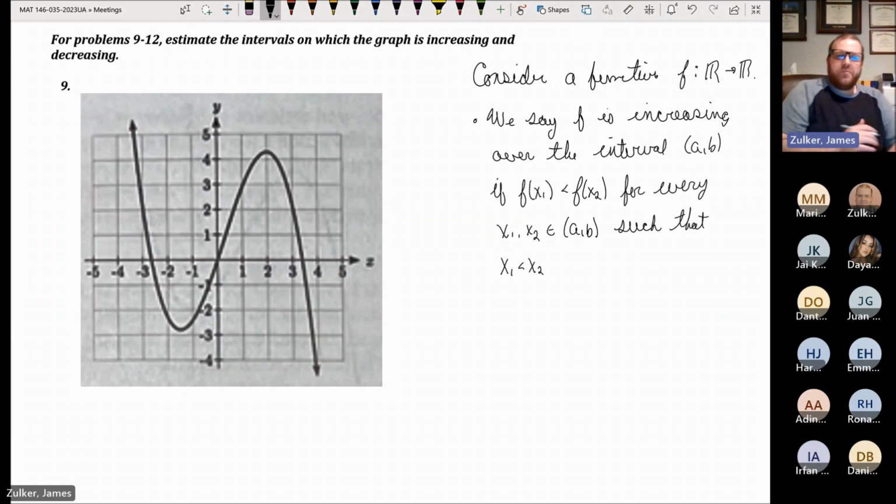In other words, as you move left to right in the interval, your values of the function are getting larger. So this symbol means in, or element of.